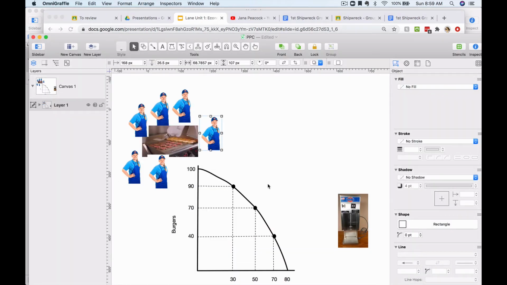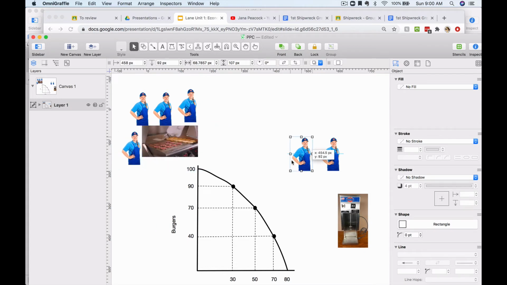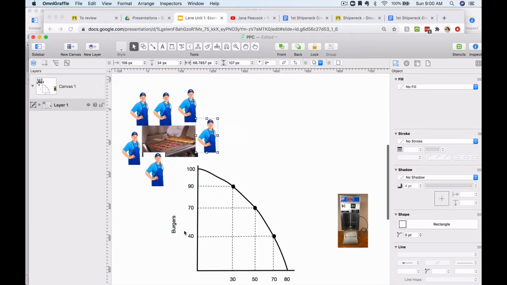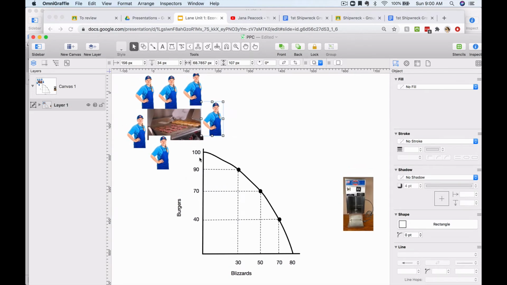So here I'm going to take a look at my Dairy Queen employees. If I've got 6, I'm going to move them over here to burgers. If I put all 6 of my back of house employees on the grill and they're making burgers, the maximum number of burgers they can make is going to go on my graph. So here's a PPC, and as you can see, I've labeled one axis burgers and the other axis blizzards. If I put everybody on the burgers, all 6 employees, I can make 100 burgers.